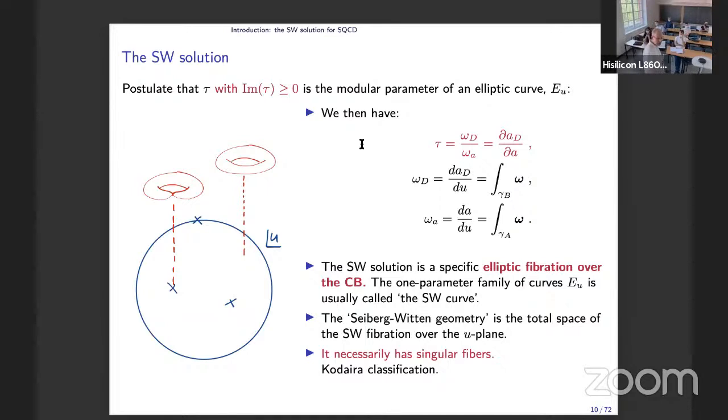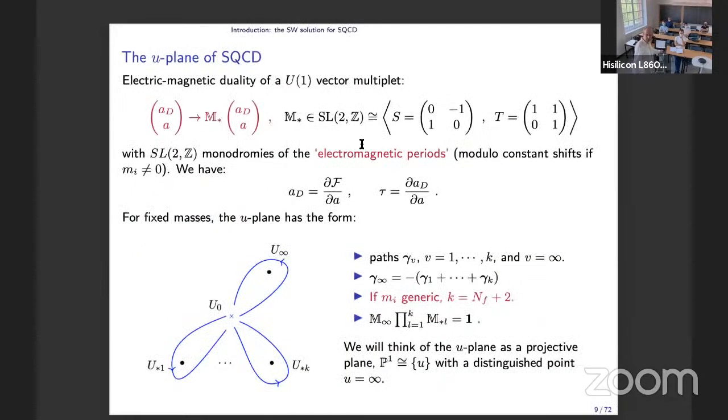As I said, it necessarily has singular fibers. There is certainly the large U singularity at U equals infinity, but then there must be at least one in the interior too. The monodromy if you go around infinity must equal the monodromy if you go around all the other singularities. Just because you can compose paths, each with a particular monodromy, you compose the matrices, and if you go around all the paths, you get the identity.